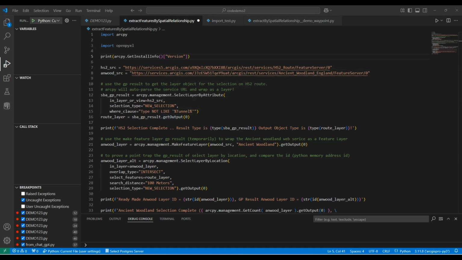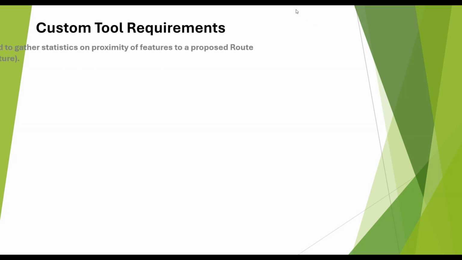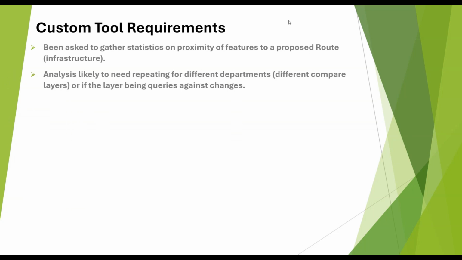But first, let's pretend we're actually working in the professional world and we've got a job, and let's discuss our tool requirements. So we want a script tool which gathers statistics on the proximity of features to a proposed route. Good real-world example. The analysis is likely to need repeating for different departments, and customers do like to move the goalposts a lot. So you want something a bit versatile, so you can tweak the analysis.